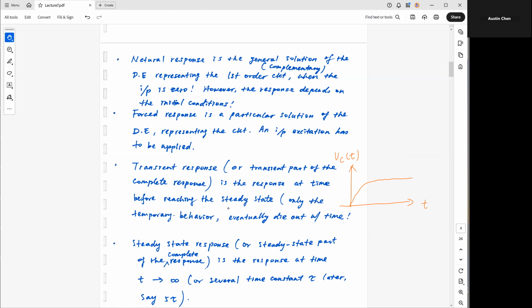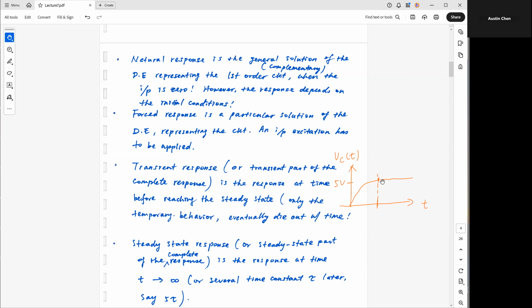And let's just say the final value that I'm trying to charge this capacitor to is 5 volts. Okay. So if I were to mark a point, let's say somewhere here, and I'm going to say that this is my cross point, or the boundary between the transient and the steady state.